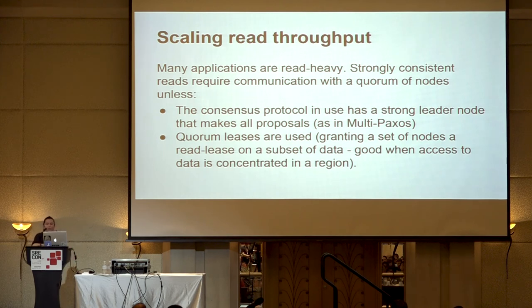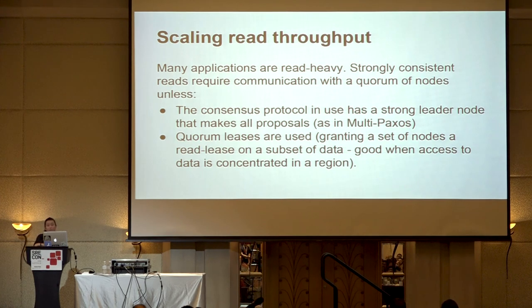So, scaling your read throughput. For many applications, most of your activity is going to be reads. Strongly consistent reads, reads that respect the ACID properties that we talked about, actually require you to do a full consensus round, same as the writes. You've got to communicate with a majority of the nodes to find out what the deal is. However, there are a couple of optimizations. If you're using a consensus protocol like multi-Paxos, where you have one strong leader node that makes all the proposals, that node can give you a definitive answer for any query, which is nice. It does mean that the load on that particular node is going to be a lot higher, which is a downside.